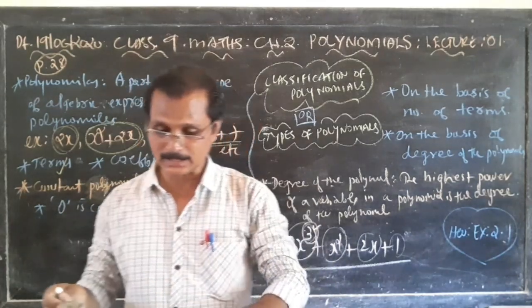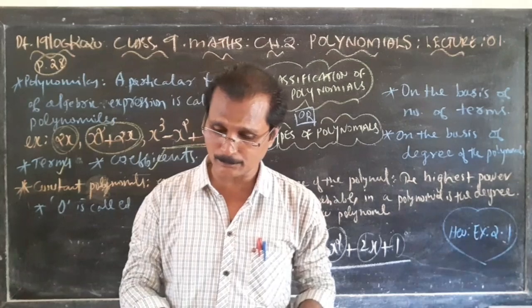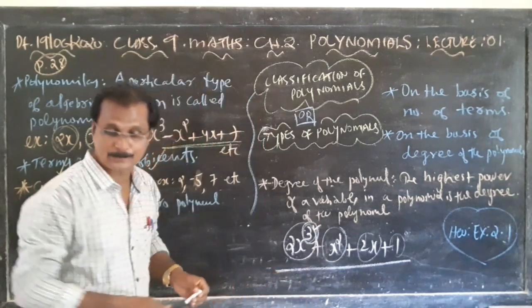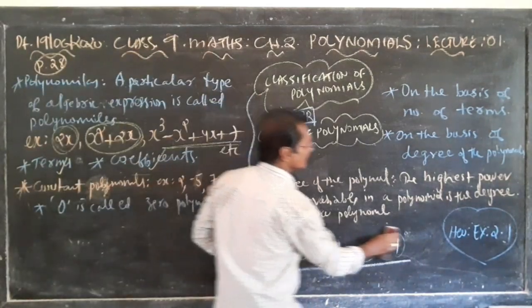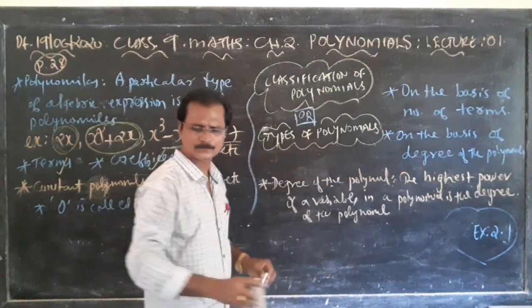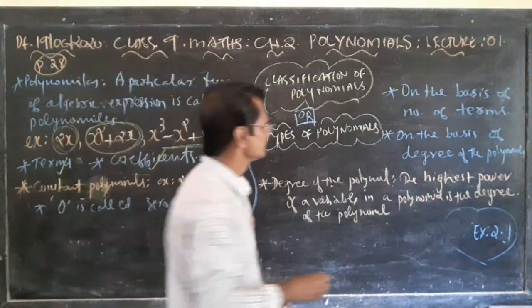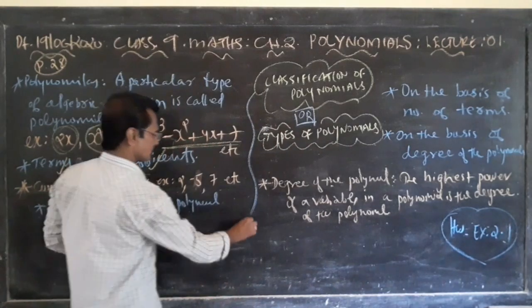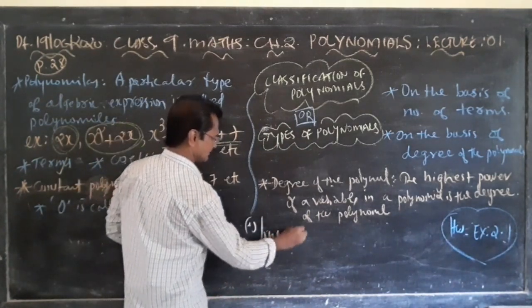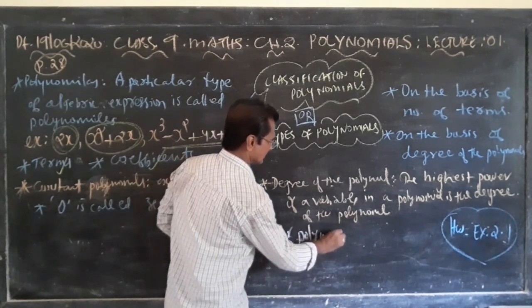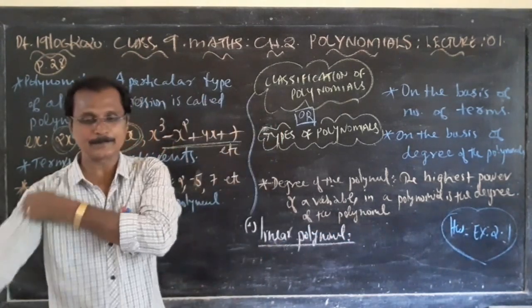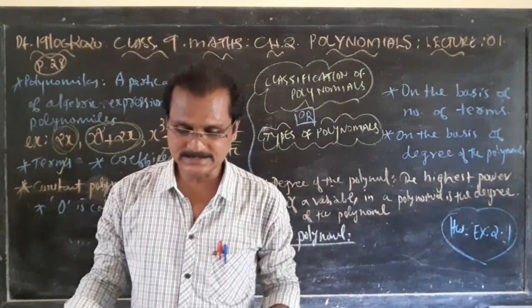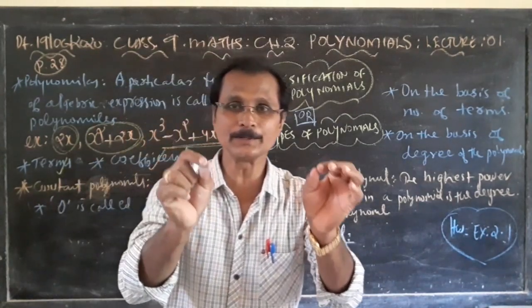How do we classify polynomials on the basis of their degree? Look at page number 31. The first one is the linear polynomial. What is a linear polynomial? Page number 31, first paragraph, third line: a polynomial of degree 1 is called a linear polynomial.